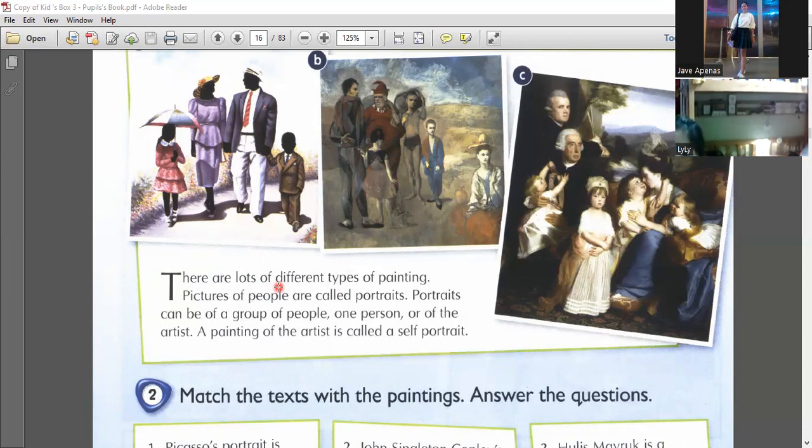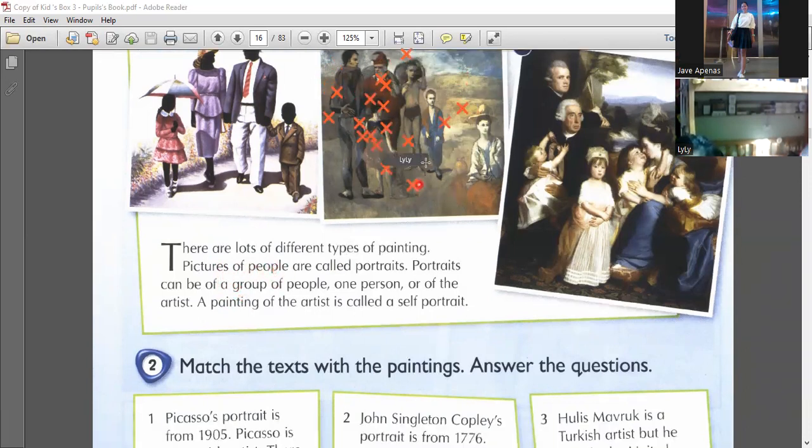Features of. This one. Pictures of people. Okay. You say pictures of people. Okay, please read this one. Yeah, please read. Oh, I can't see. Please erase that one.